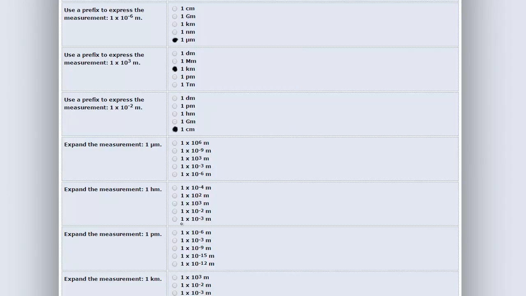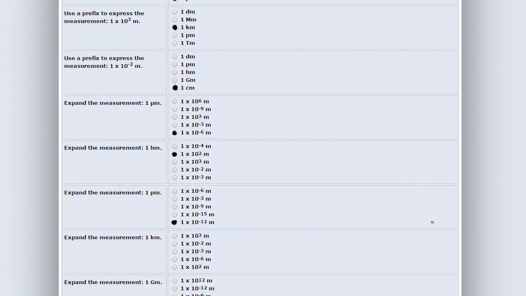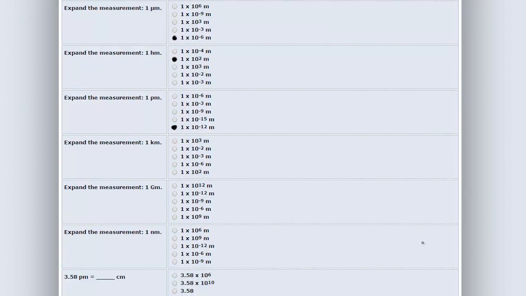Now we need to expand and go backwards. 1 micrometer, micro is to the negative 6. 1 hectometer, that's to the positive 2. Picometer, pico is times 10 to the negative 12. And so kilometer, that's 1 times 10 to the positive 3. Giga is going to be 1 times 10 to the positive 9. And then nanometer is going to be 1 times 10 to the negative 9.